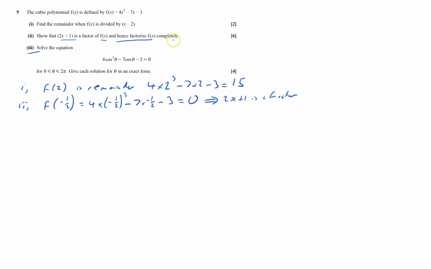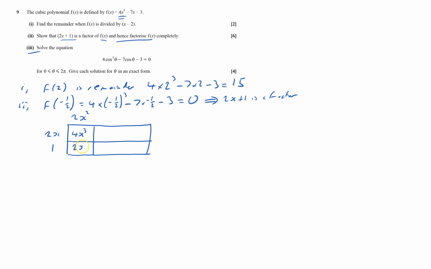And hence factorize it completely. So I now know that 2x plus 1 is a factor. I quite like this method of doing it, and you'll see how it works. So 2x plus 1, I need the first term to be 4x cubed, so I need to have 4x cubed in here. In order to do that, pretty obviously that will have to be 2x squared.